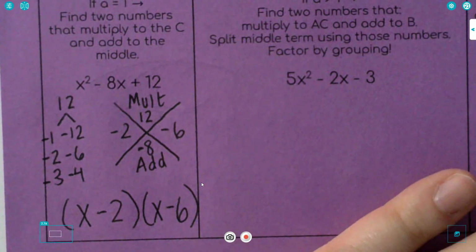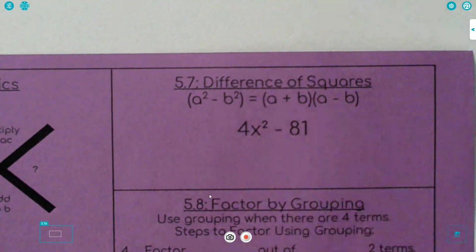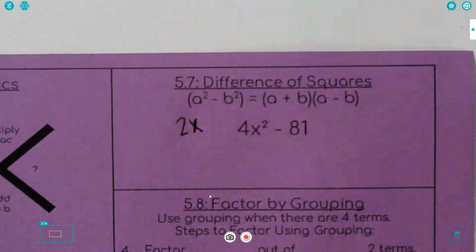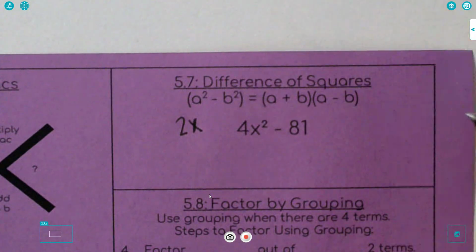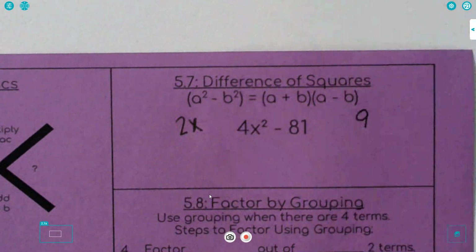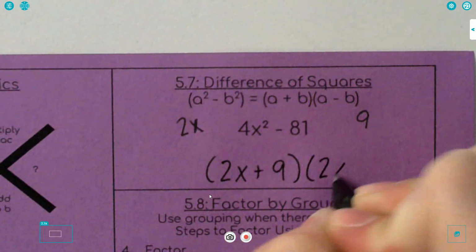Hey, next one. We are going to scoot all the way up to the top right-hand corner. Difference of squares was the next thing we did. So difference of squares: difference is subtraction, perfect squares. So subtraction of two perfect squares. Right here, what number times itself is 4? 2. And then x squared is x times x, so we're going to need an x along with that. So right here, my a is 2x. What number times itself is 81? 9. So we are going to write our answer as 2x plus 9 and 2x minus 9.